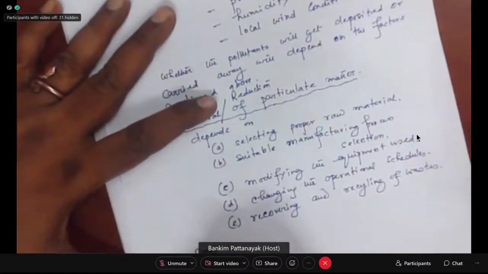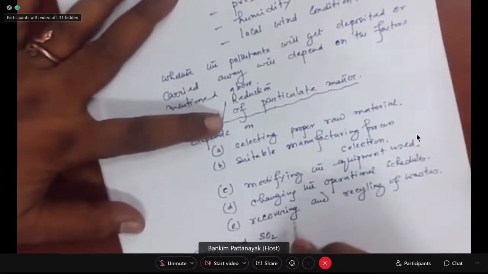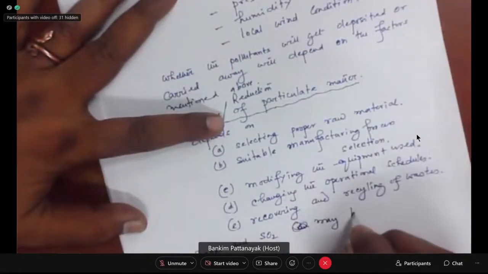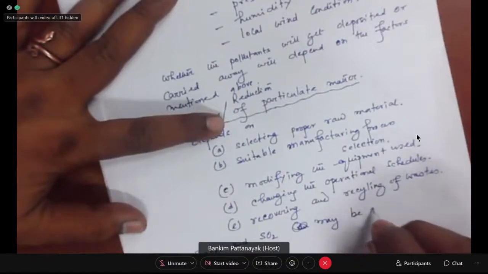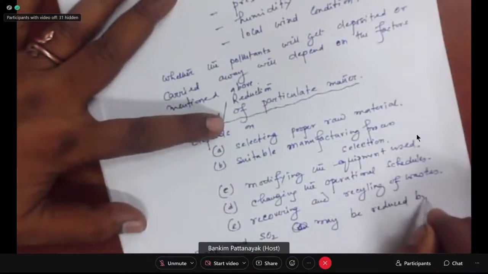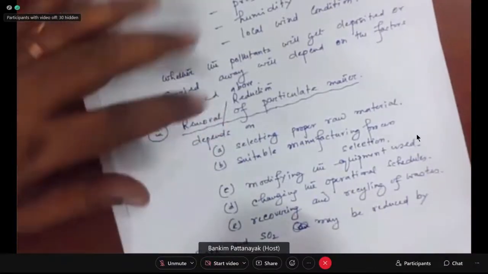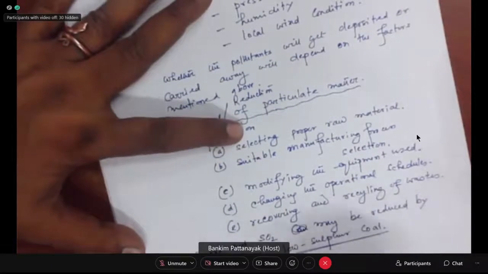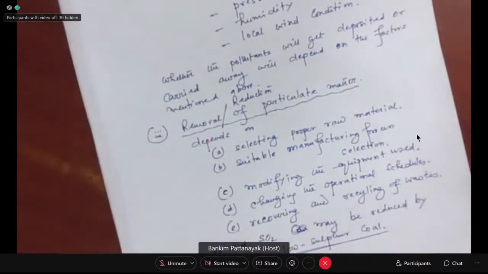Smoke and sulfur dioxide can be removed. Let us say smoke and SO2 may be reduced by low volatile, low sulfur coal.